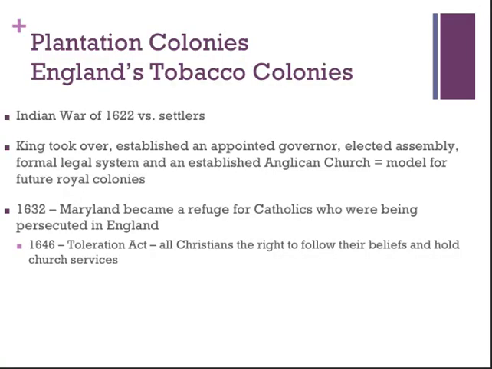Now, England tobacco colonies. You have the Indian War of 1622 versus the settlers. This is going to lead to later on conflict. You have the king finally and officially taking over. He established an appointed governor, elected assembly, formal legal system, and an established Anglican church within the American colonies, which is going to be a model for future royal colonies.